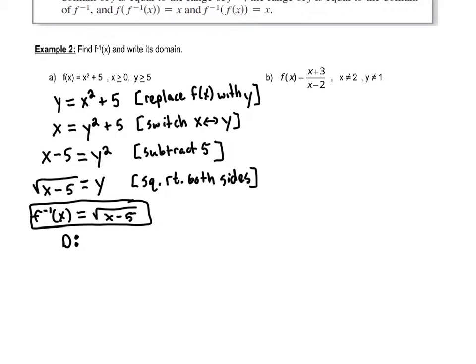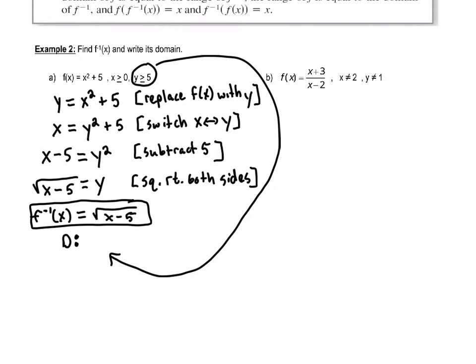Now, we are asked to write the domain, and if you remember, the definition of inverse functions reads that the domains and ranges are switched. So the range of the original function, which was y is greater than or equal to 5, has now become our domain of the inverse.